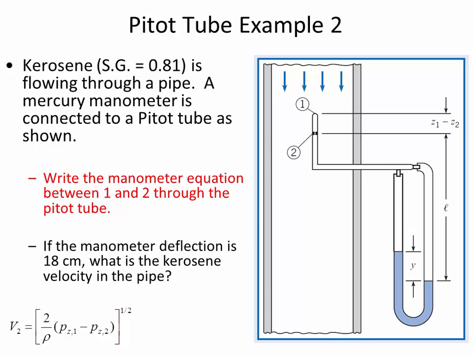Okay, so P sub Z1 minus P sub Z2 is Y times gamma Hg minus gamma kerosene. Rearranging it this way probably isn't immediately obvious to you. If you put all the terms of this equation on dice and rolled them out on the table, it wouldn't randomly be rearranged this way. But you need to get to the point where you could do this.